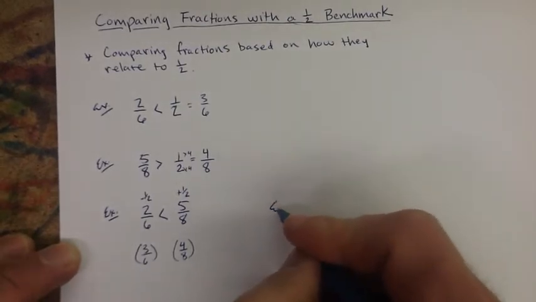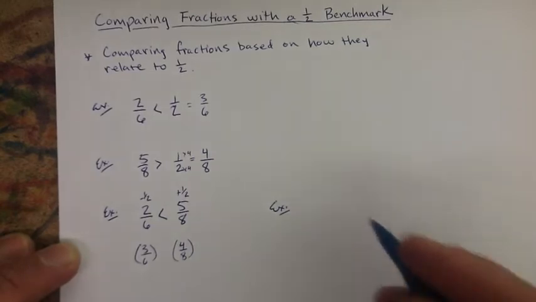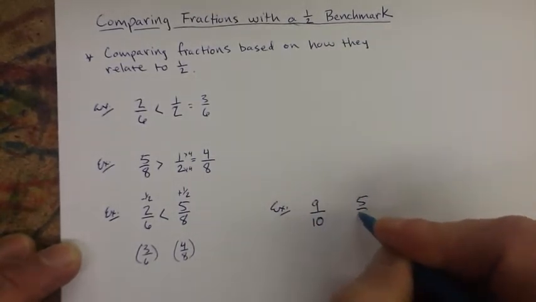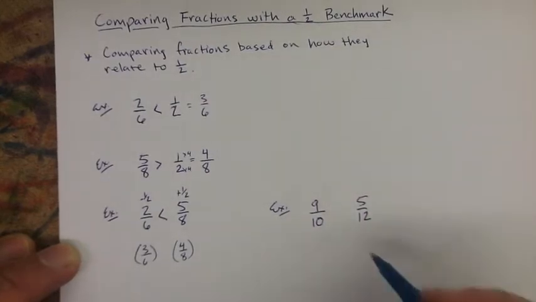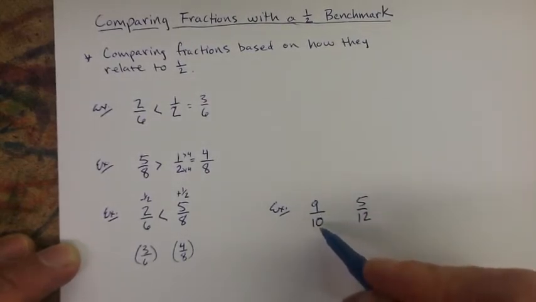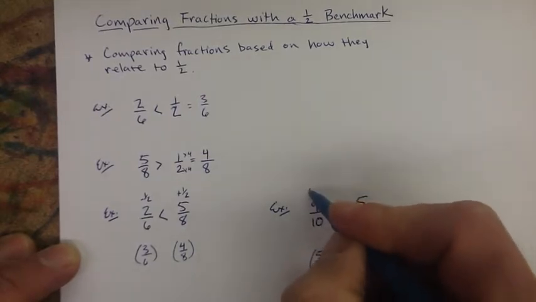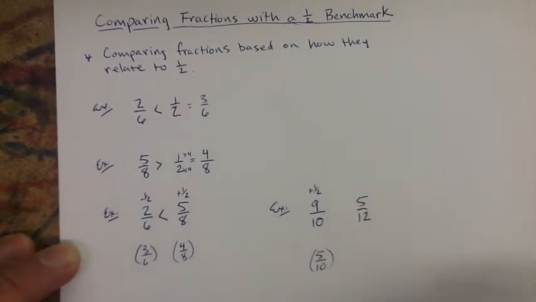Okay, one more example while I got you here. Let's look at 9/10 and 5/12. Once again, we're going to see how 9/10 compares to 1/2. Well, with the denominator of 10, I know 1/2 would be 5/10. Now how does 9/10 relate to 5/10? Well, it is more than that, so it's more than 1/2.